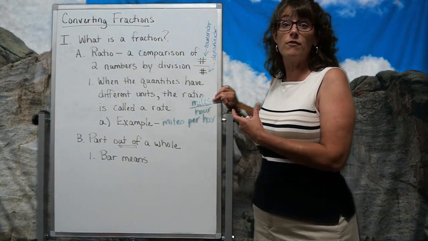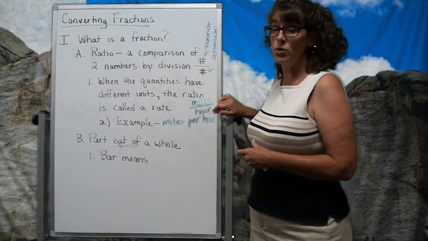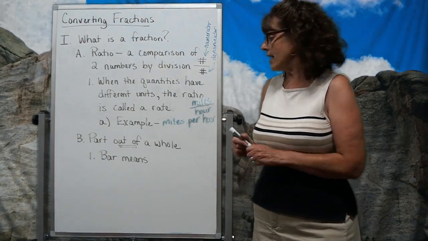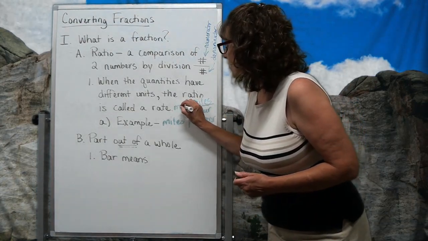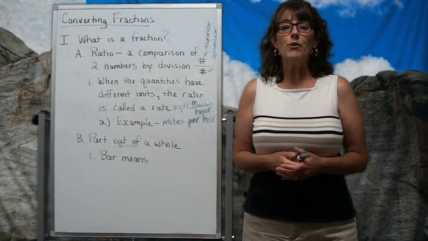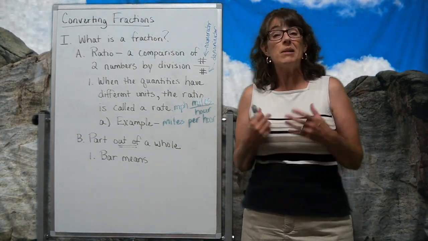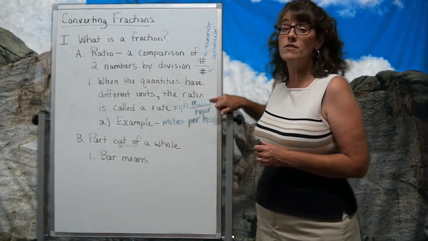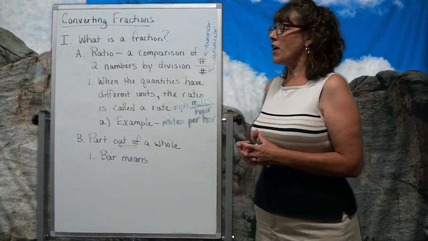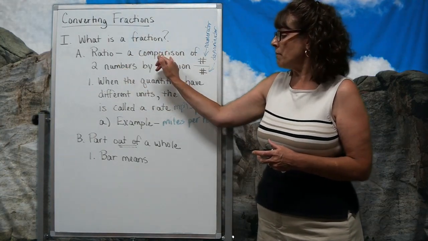This is a unit of length or distance. This is a unit of time. So they're different units, therefore we've got our rate, miles per hour. If you're international, oftentimes you don't do miles per hour, you'll do kilometers per hour. But it's the same concept of a unit of distance compared to a unit of time. So this is what a fraction is: a ratio, a comparison.